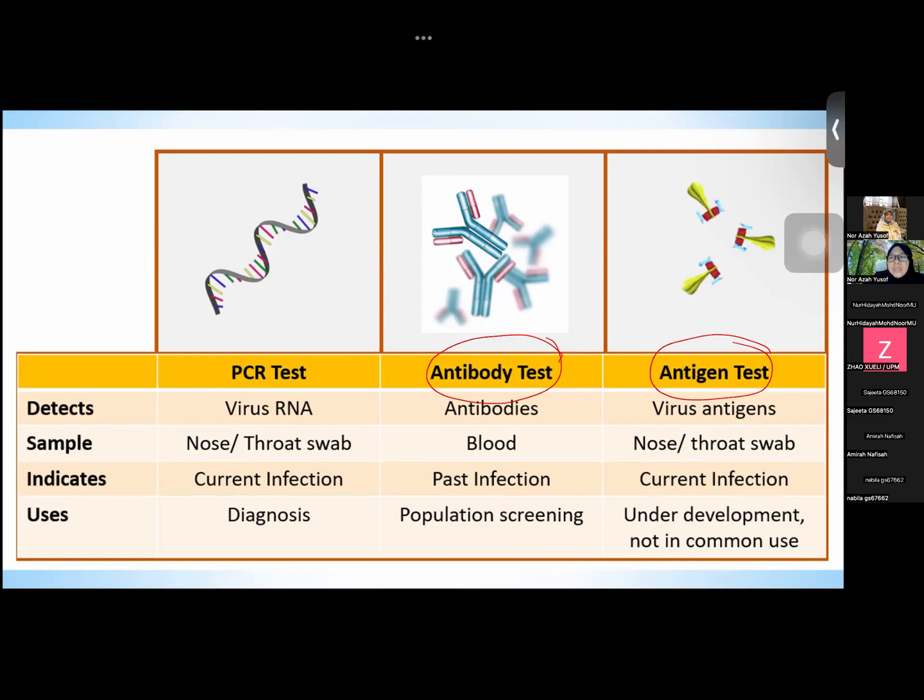But the antibody test is different. The antibody test is after sometime you are infected, you start to produce antibody inside your body. So the antibody is now being detected. So it's a bit too late, right? It's a bit too late.